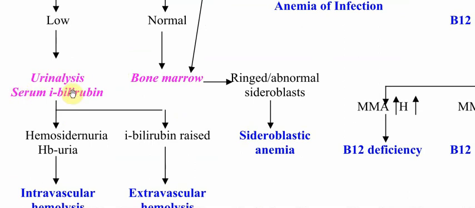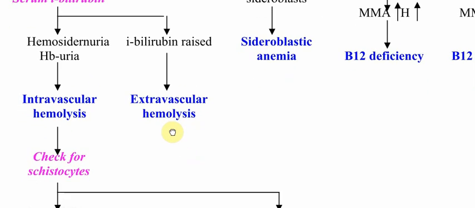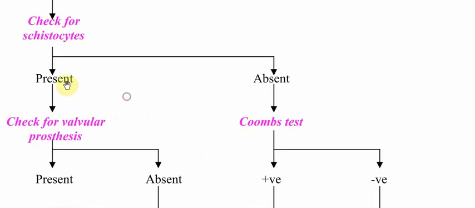On urinalysis and serum indirect bilirubin, if we find that the woman has got hemosiderinuria and hemoglobinuria, then it is intravascular hemolysis. If she has got indirect bilirubin raised, then it is extravascular hemolysis. If she has got intravascular hemolysis, we need to find out why she's got that. So at that, we check for presence of schistocytes.